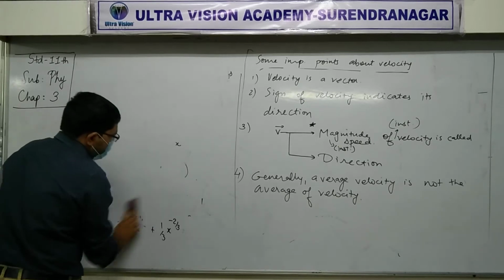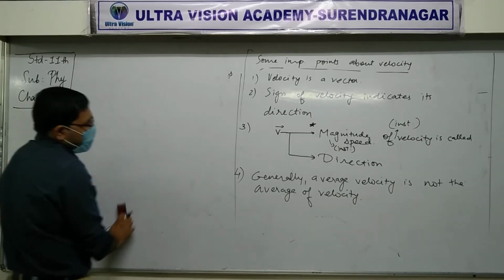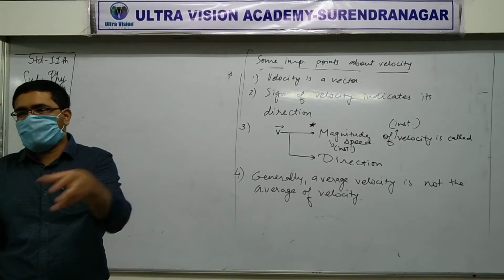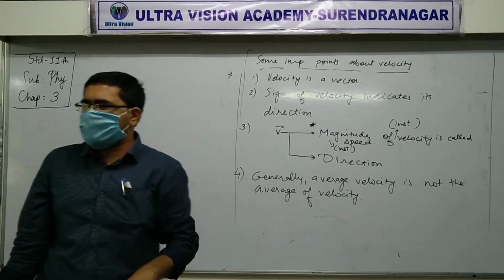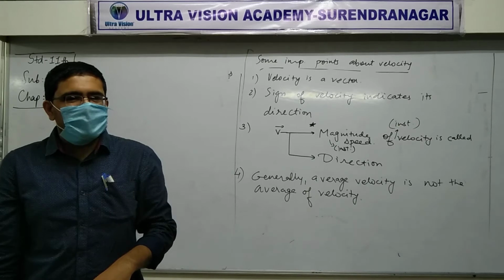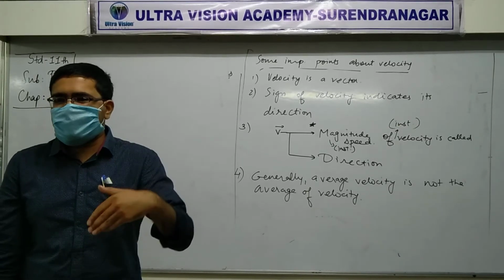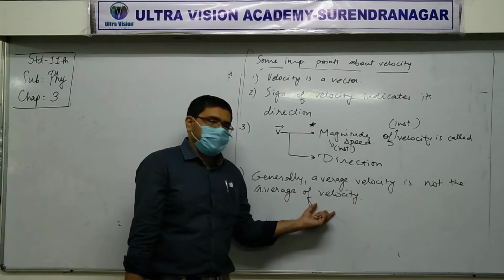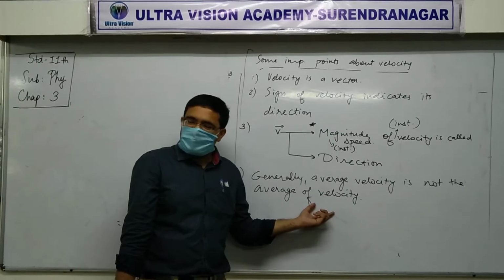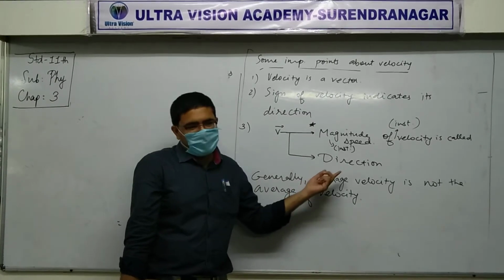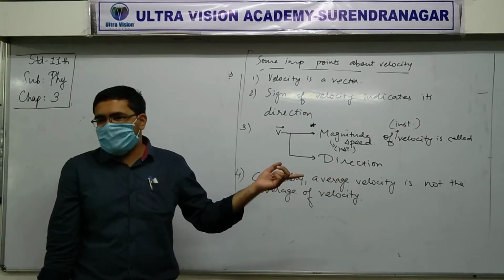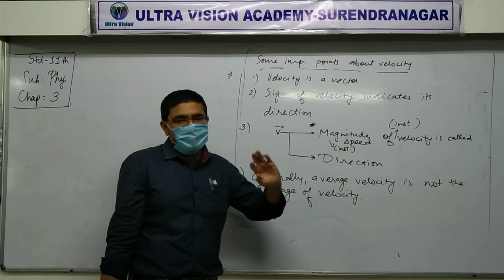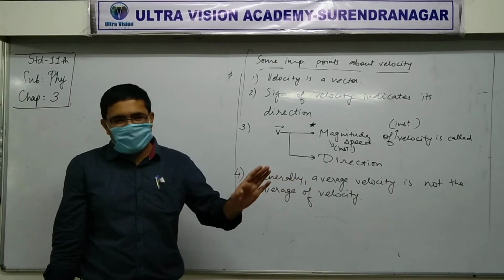What is the meaning of average of velocity? How do you find the average of something? Suppose in 3 tests you got 45, 60 and 29 marks. How do you find the average? Add and then divide by 3. Just like that, if you find the average of velocity, then that will not be equal to average velocity. Is that clear? Average of velocity is not the same as average velocity. They are different things. Got it?